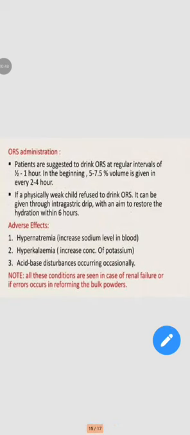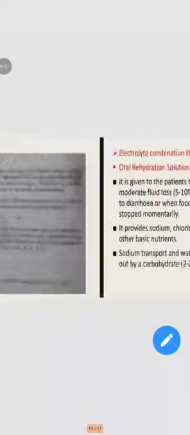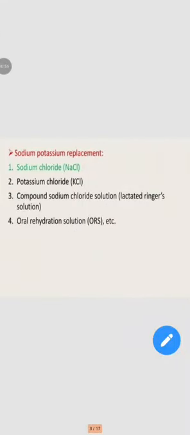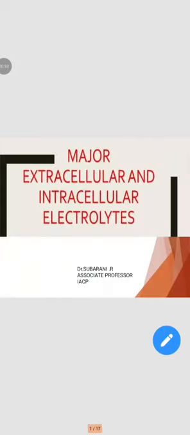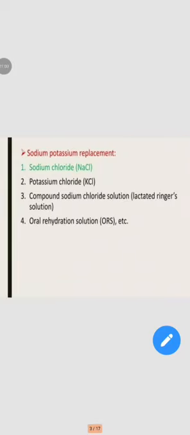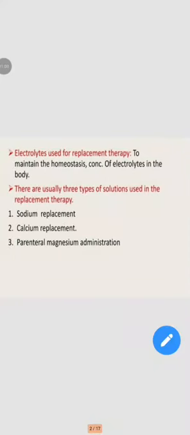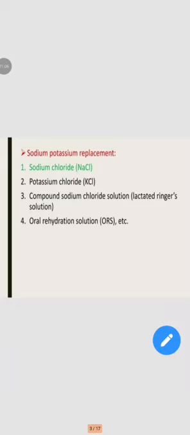So these are the intracellular and extracellular electrolytes and some replacement therapy. The replacement therapies are sodium and potassium replacement, calcium replacement, and parenteral magnesium administration. First of all, sodium and potassium replacement. Then example, sodium chloride.